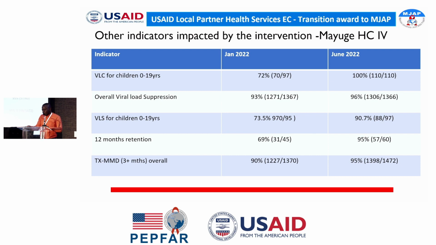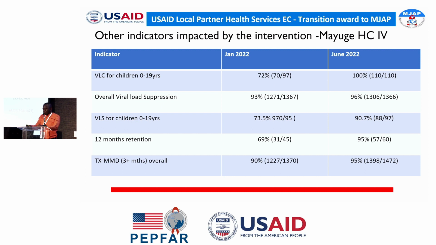Being that it is modified, why am I insisting on modification? Because I know other indicators were being impacted by this kind of intervention. For example, viral load coverage for children 0 to 19 years. In January, we were at 72 when we did the data review. But by June, our viral load coverage was 100%. So we also have overall suppression rate increased from 93 to 96. Then viral load suppression for children and adolescents from 73 to 90%.